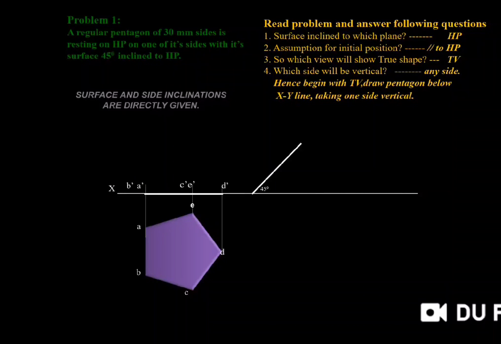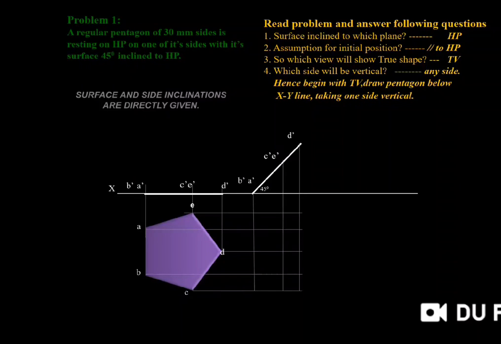The same line is drawn here at 45 degree with respect to HP. The projections are taken in the top view and I have marked the same points. I will name it A1, B1, C1, D1 and E1. This is the procedure of the problem.